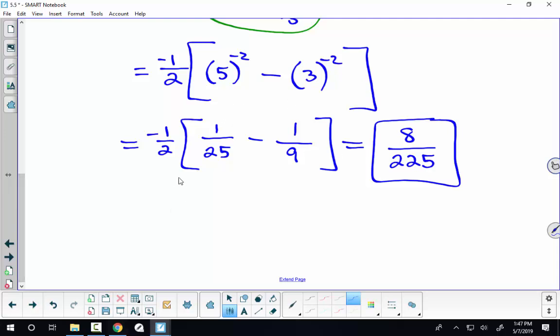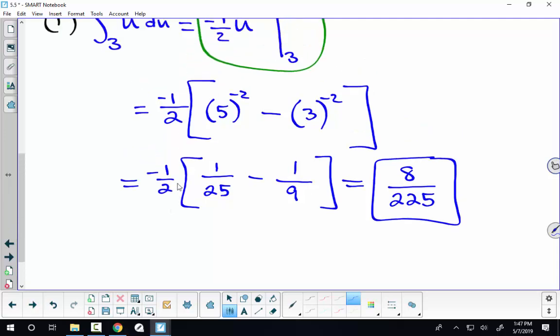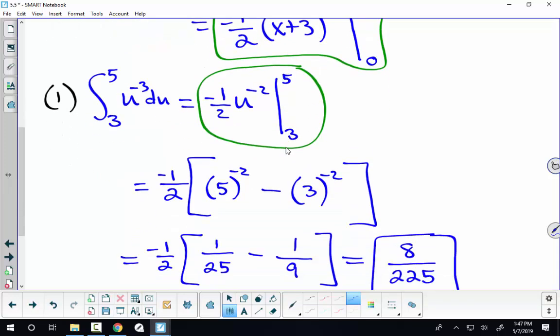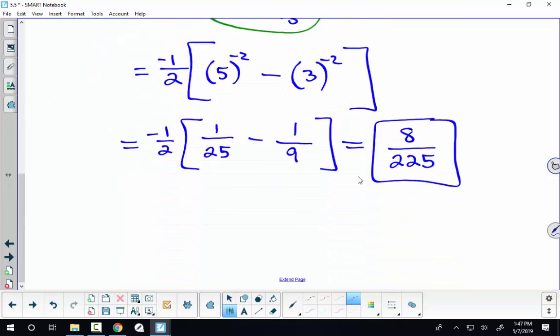Do you have questions on that? If you want to do the -1/2 x plus 3 to the -2 from 0 to 2, just calculate that. Just to verify, you will get the same answer.